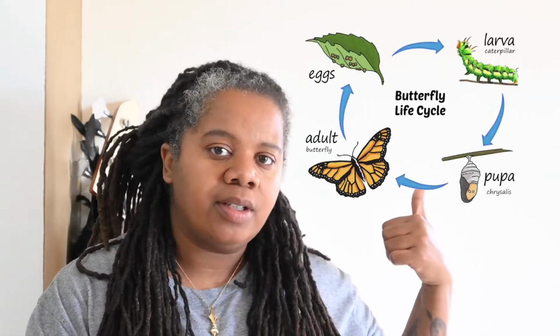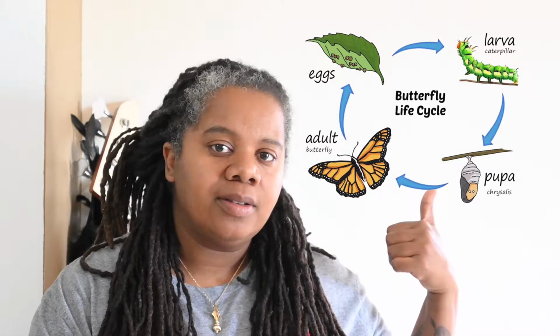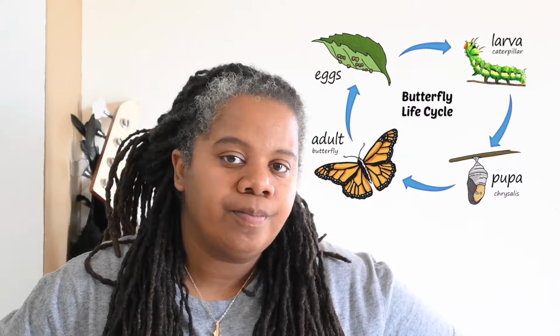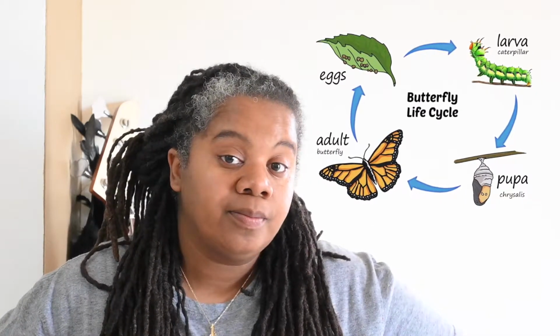Number 1, the egg stage. Number 2, the caterpillar stage. Number 3, the pupa or the chrysalis stage. And number 4, the butterfly stage. Look at our chart here. You can see them all there. Now, let's talk about these things.